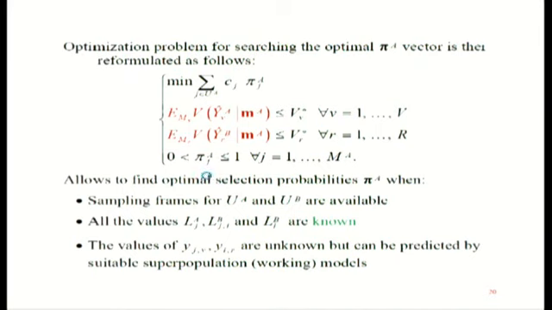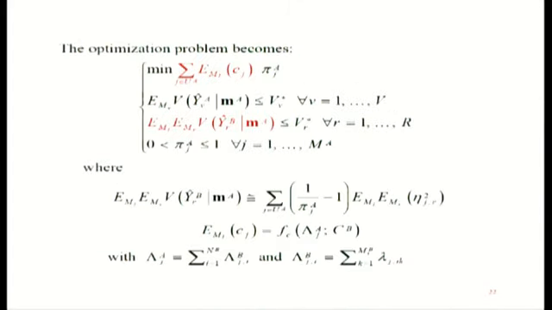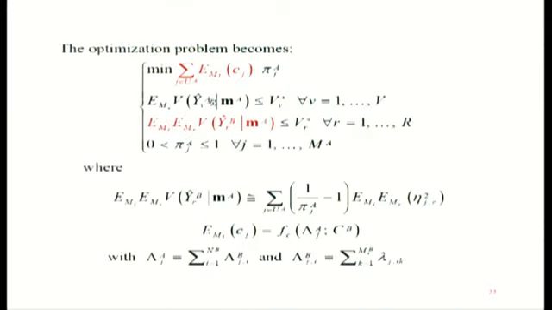In the second context, we don't know exactly the links. We can predict the links with some record linkage procedure, and the problem becomes this problem, where the expectation for the second population must consider the uncertainty on the links. But in this context, we have uncertainty on survey costs for each unit, because it depends on the uncertainty on the links. And so the problem becomes this problem.